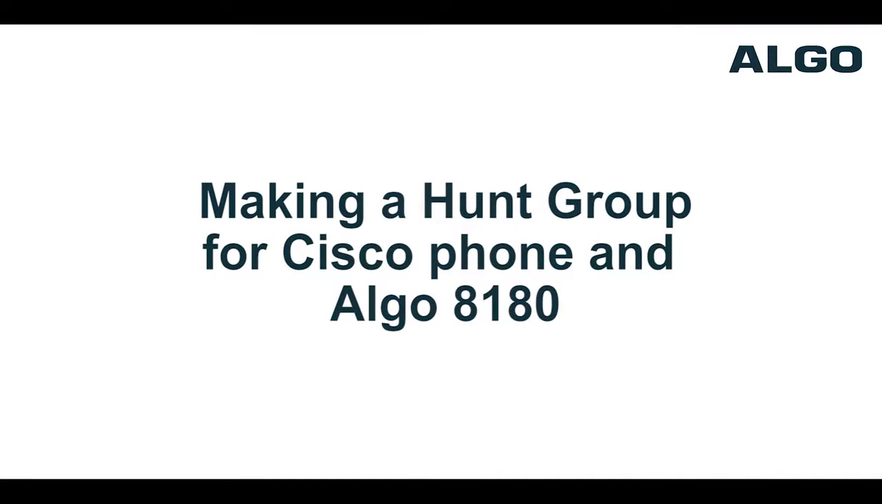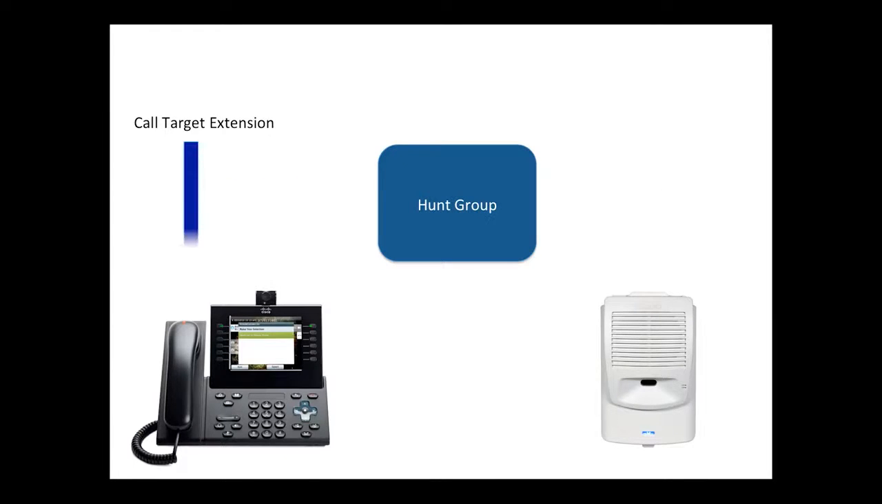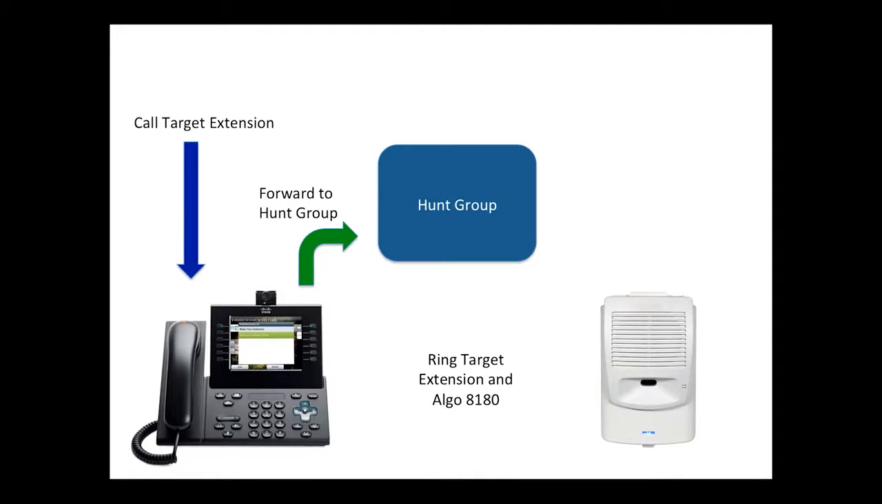Keep in mind, we want the 8180 to ring when we call an existing Cisco telephone. To do that, we will forward the Cisco telephone extension to a hunt group which contains both the Cisco telephone and the 8180. The next step is to create a hunt group in Call Manager and make the 8180 ring when the target extension is dialed.